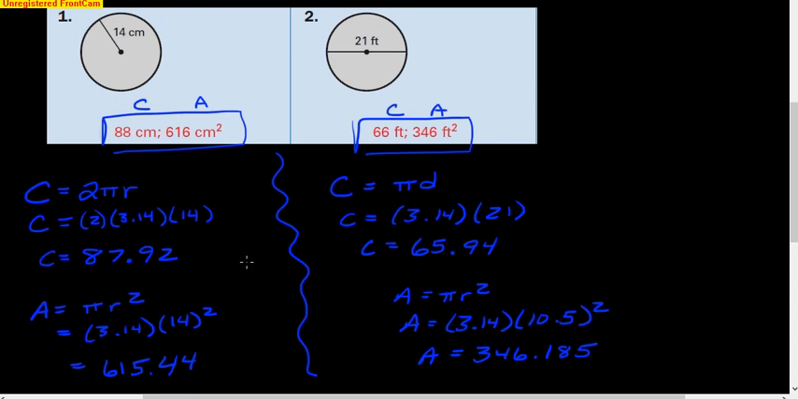And again, it's all about using the formulas. You've got to know the formulas. If you don't know the formulas, well, you're kind of up the creek.